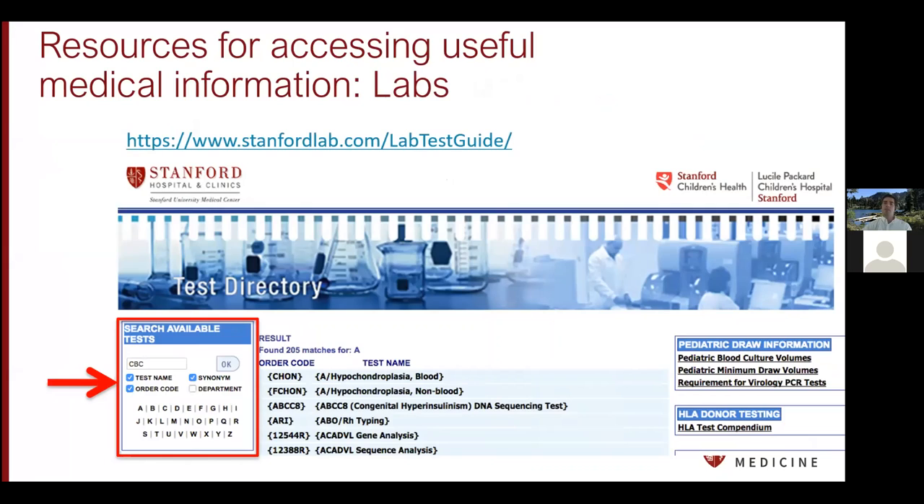And then if you're looking to figure out what the lab tests are, I like to go to the Stanford lab guide and then just type it in. So if you're like, what is a CBC? It'll pop up and then you just click on that CBC and it'll tell you exactly what the components are. Same thing if you're looking for an EIA, or enzyme amino assay, or a certain type of PCR, polymerase chain reaction. It'll all pop up in the Stanford lab guide and tell you exactly what it's looking for.